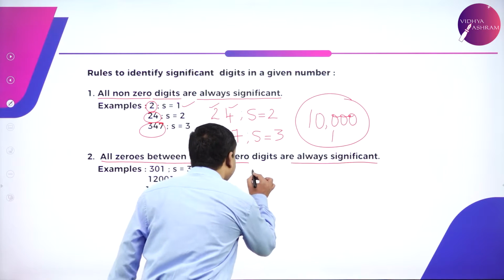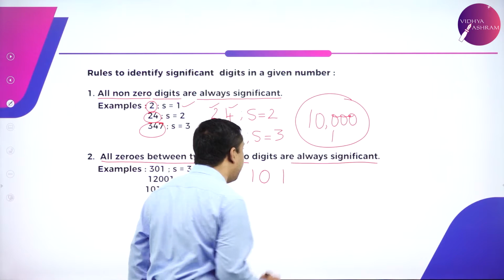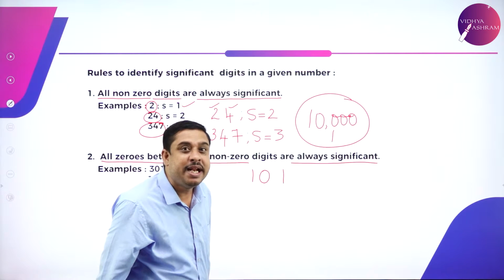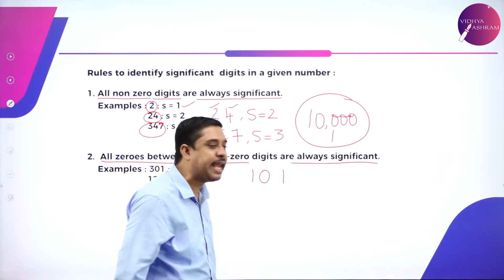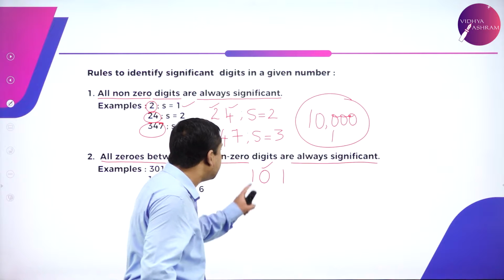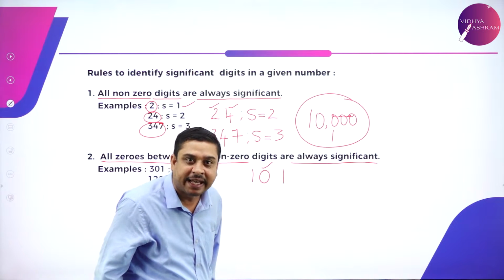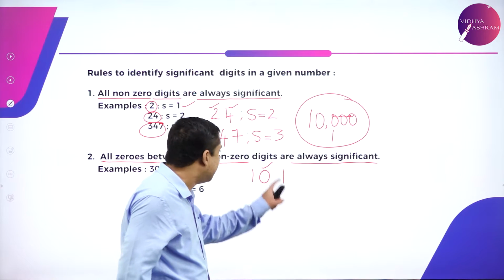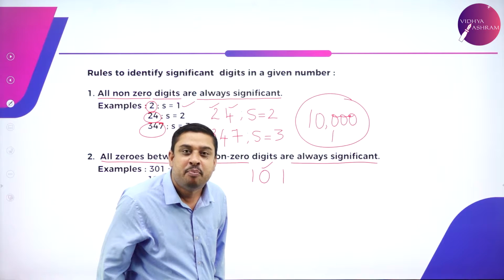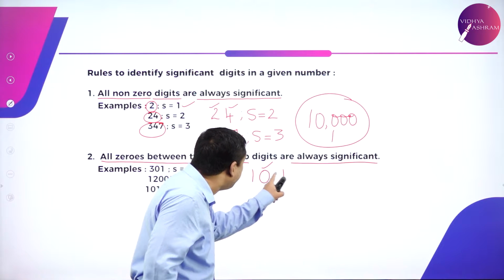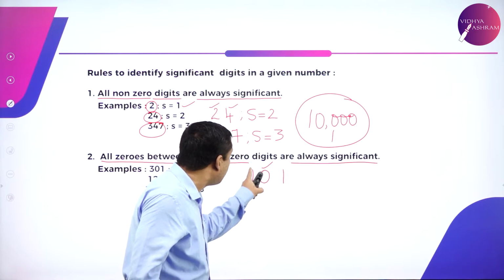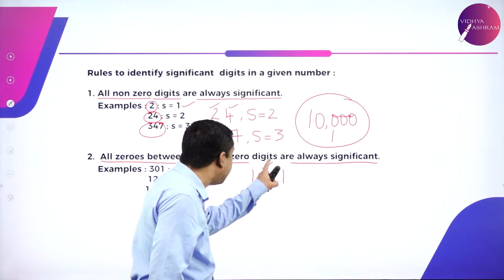For example, I consider the number 1, 0, 1. How many digits I have here? 3. Now the issue is, can I treat this 0 to be significant? Yes, students, the 0 has to be significant because it is between two non-zero digits. Here 1 is a non-zero digit.